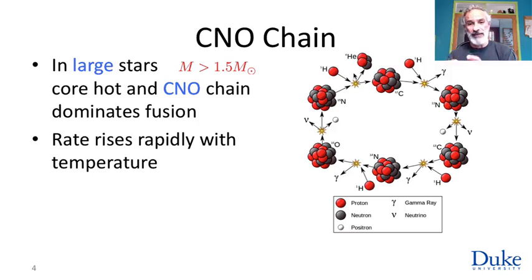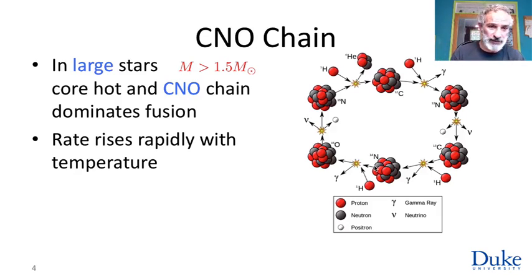The point is that the rate at which this process goes is much more temperature dependent than the rate of the PP chain, basically because to start it all off, and at several stages in the middle, you need not to bring two protons close together overcoming their electrostatic repulsion. You need to bring a proton near to a carbon nucleus, which has charge 6, and that electrostatic repulsion is much stronger, and so it takes higher temperatures to get the CNO chain started. This is the qualitative difference between big stars and little stars.